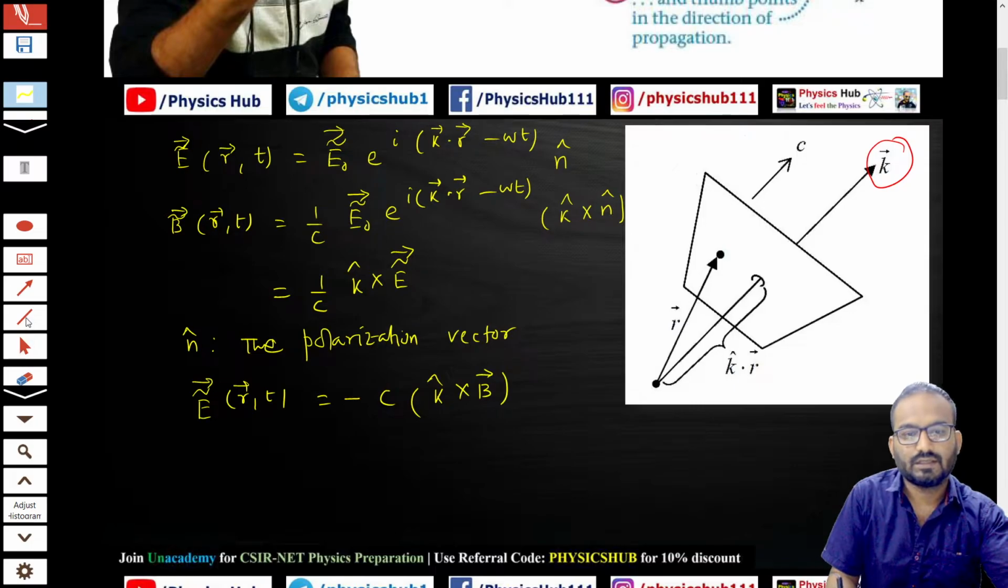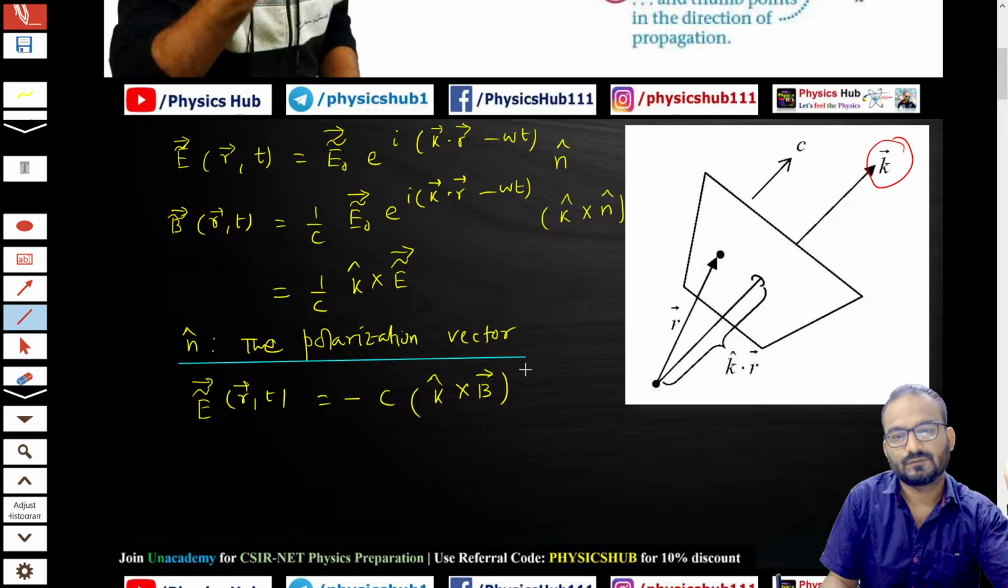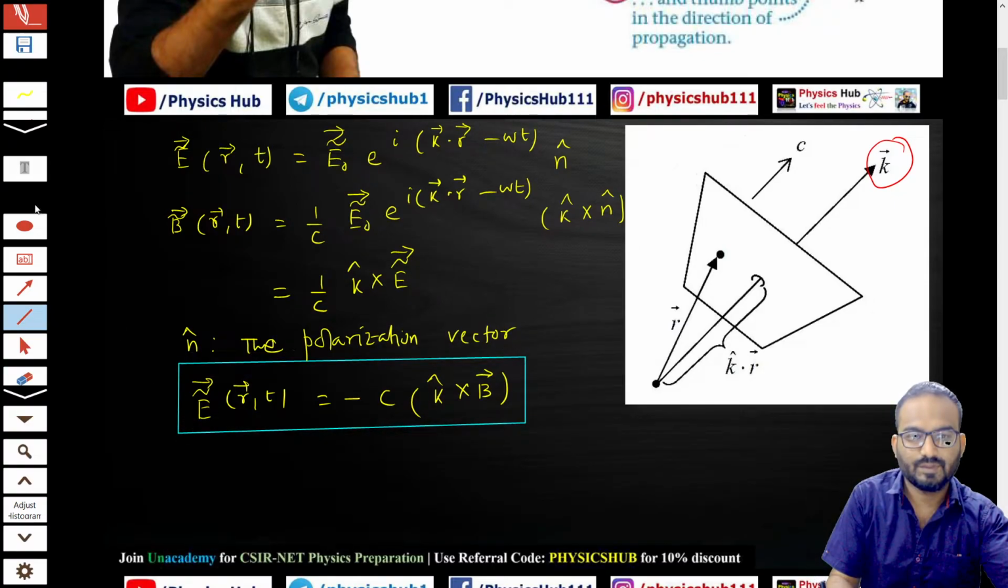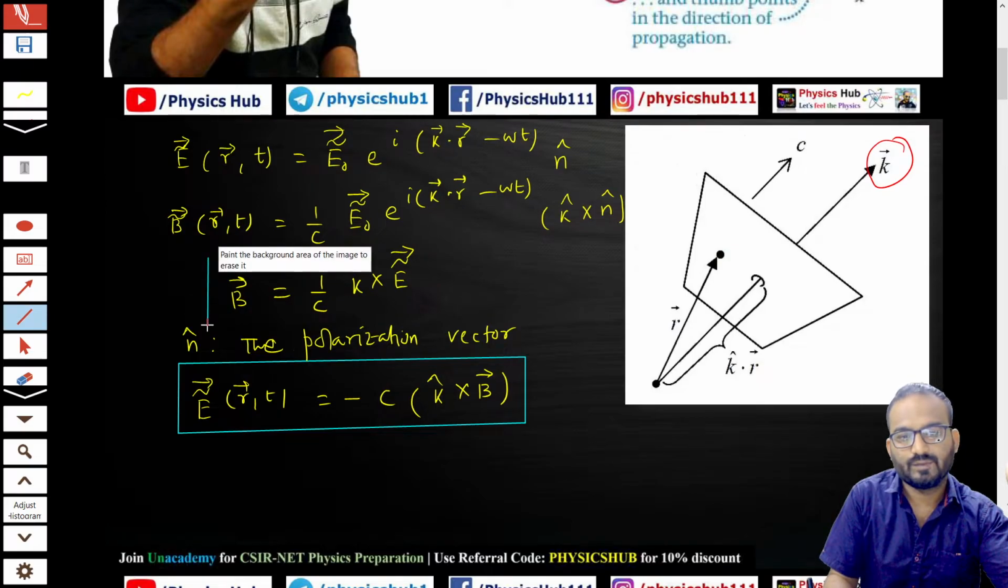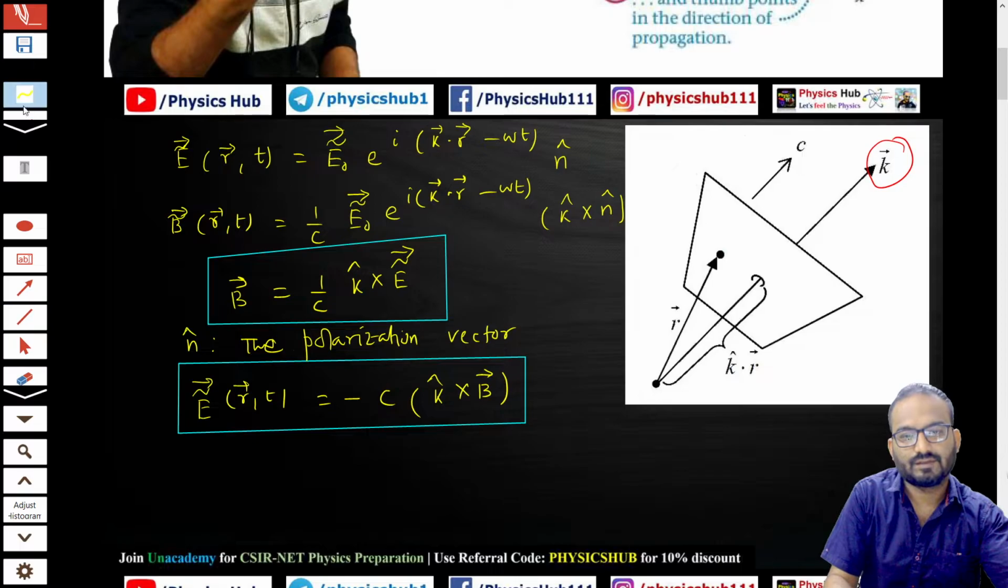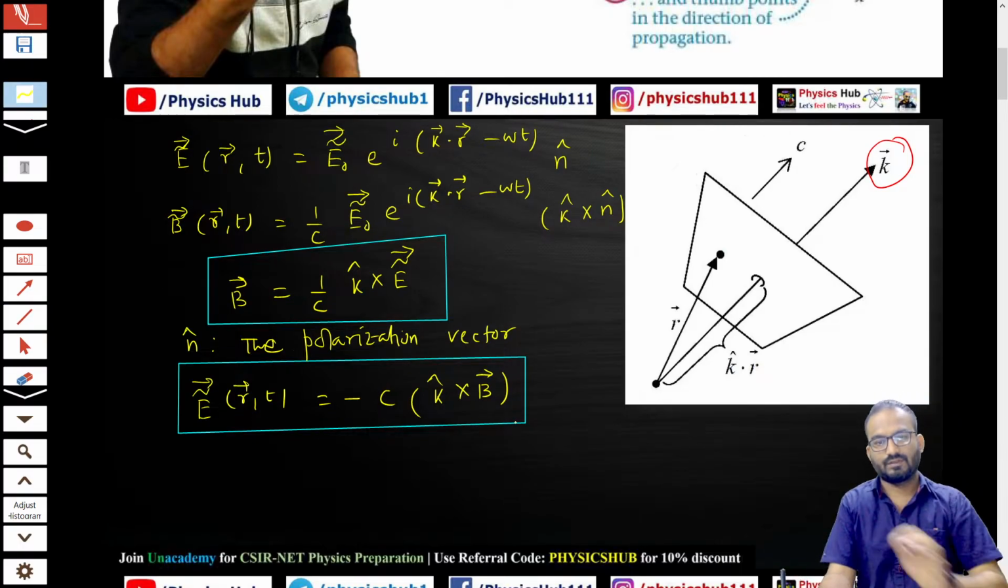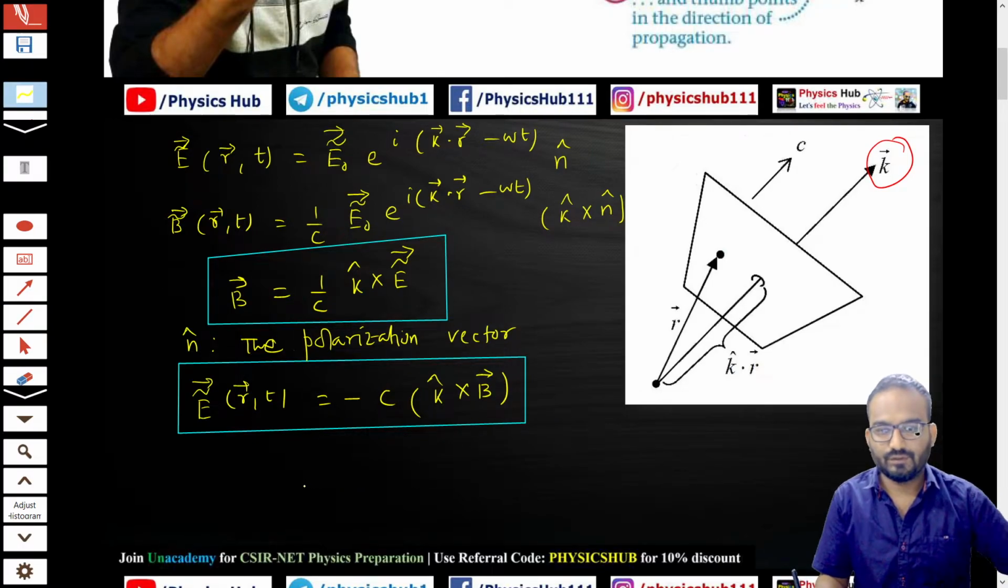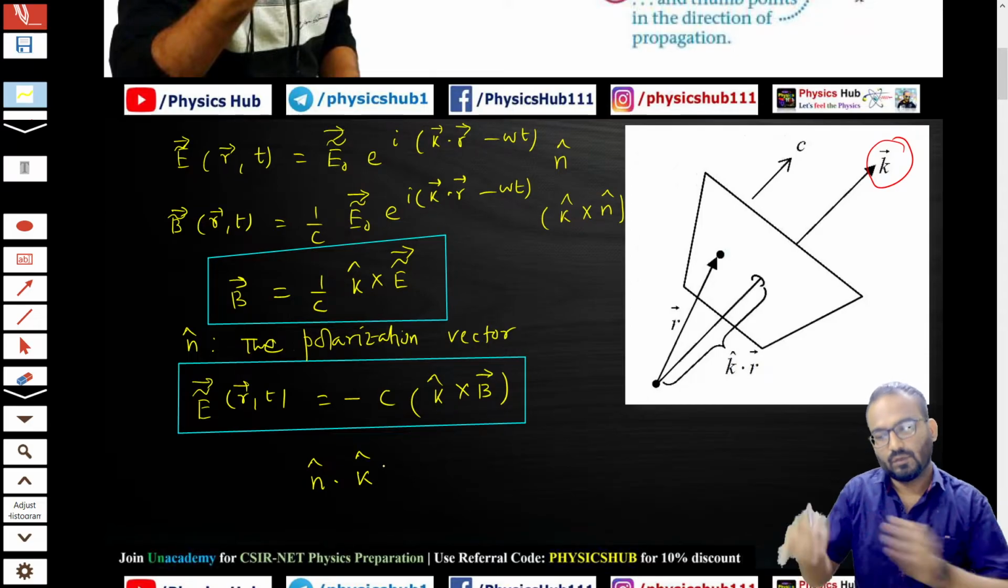So these are two very important formulas. One is minus c times k cap cross B, and the other, if we write B here, is 1 by c k cap cross E. So from E we can find B using this relation, and we can find E from B using the other relation. And n cap is the direction of the electric field, and k cap is the direction of the wave vector.